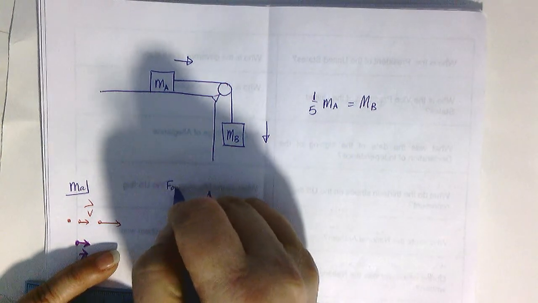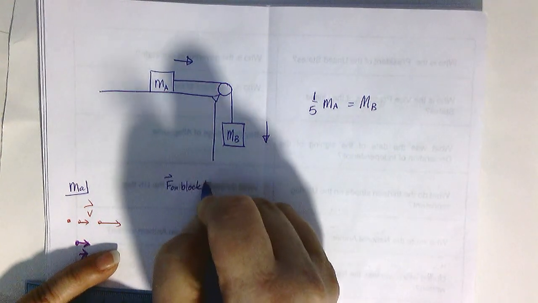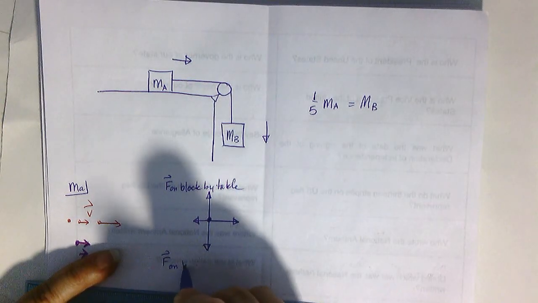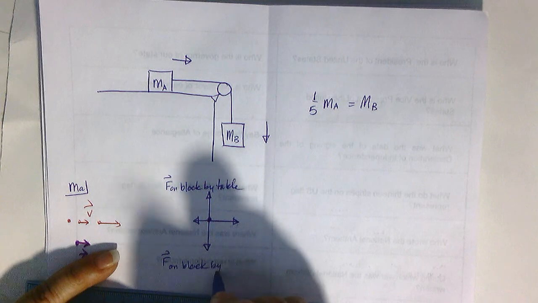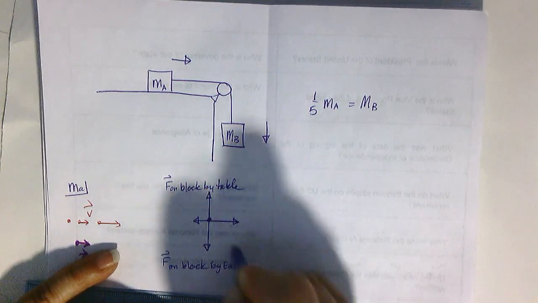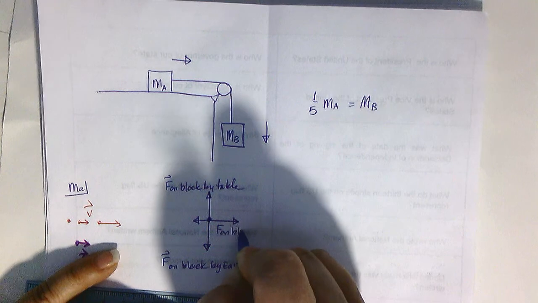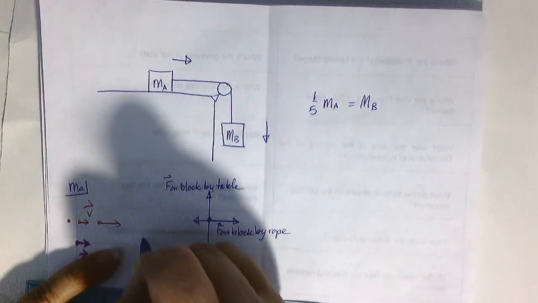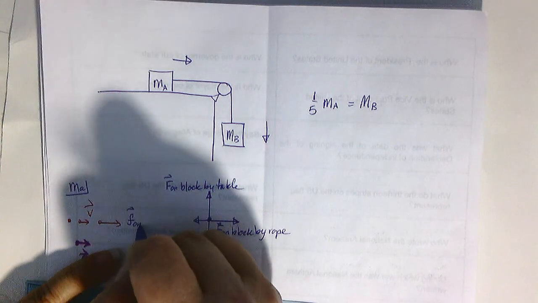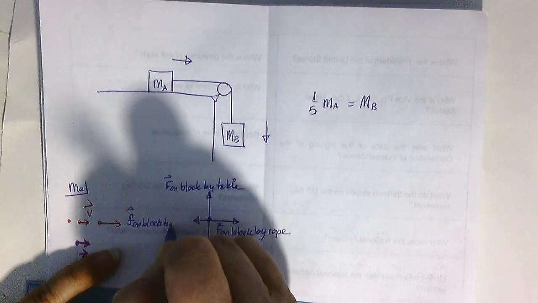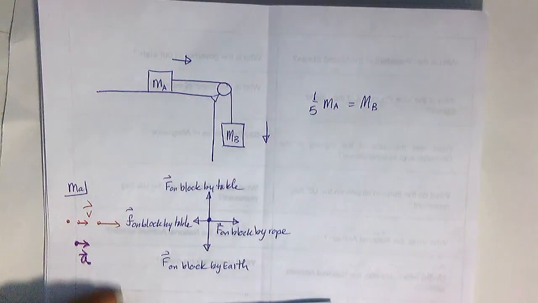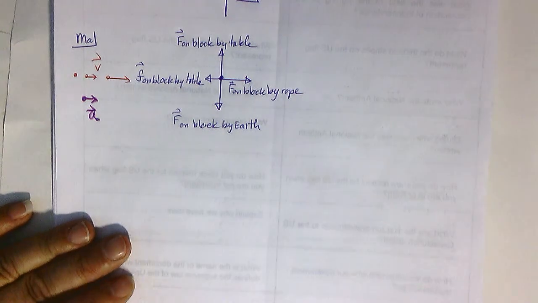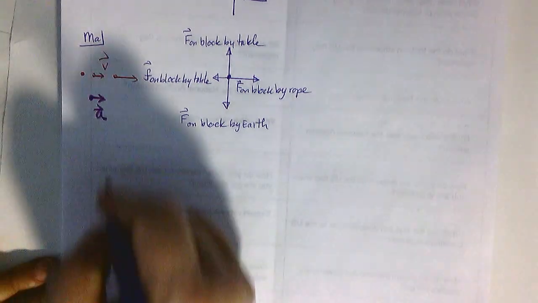Okay, so this is force on block by table. This is force on block by earth. This is force on block by rope. And this is the frictional force, force on block by table. Okay, so there is our free body diagram. Now we're ready to go ahead and sum the forces.